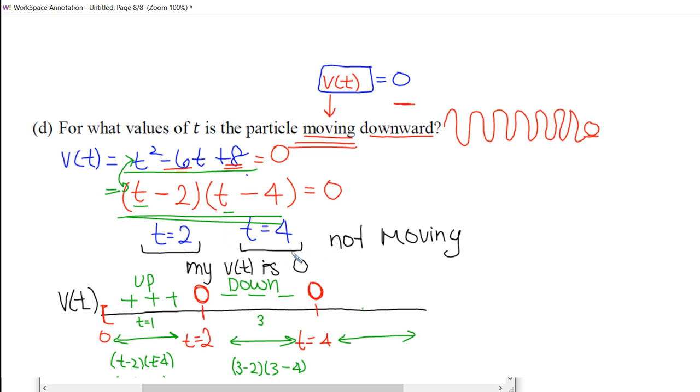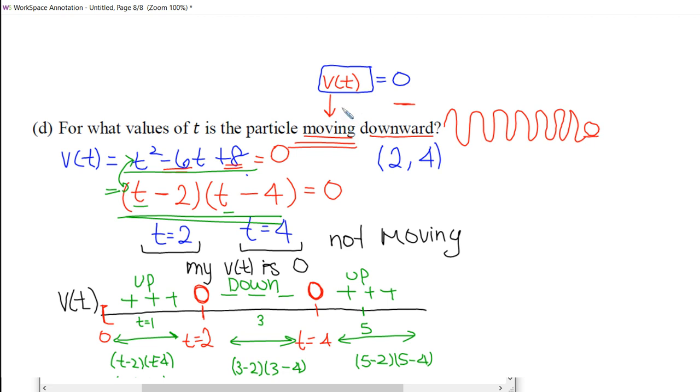Likewise, I'm going to check right here. So I'm going to plug in 5. Then I get 5 minus 2 and 5 minus 4, which gives us a positive number, which means I'm moving upward. So I know that I'm moving downward from time equals 2 to 4.